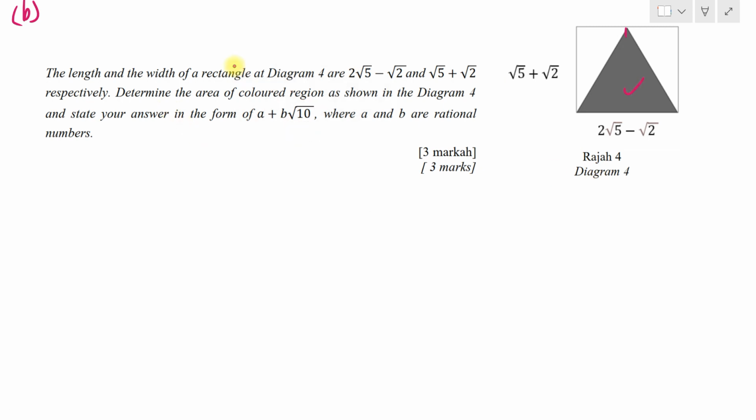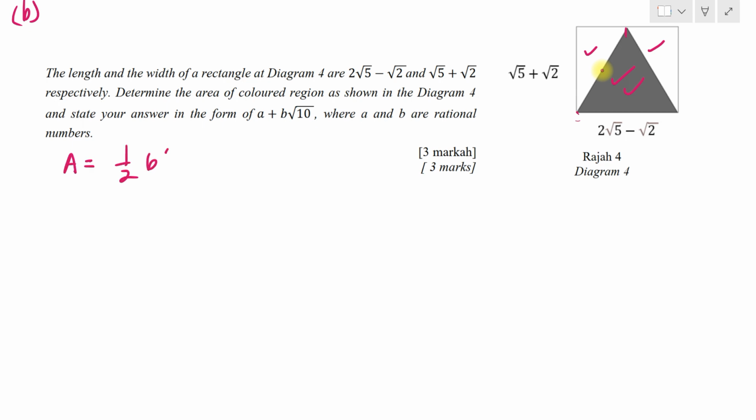So we take the whole area, rectangle area, and then determine the area of colored region. We don't know actually which part is colored region. I think the colored region, do they mean this one or this one? Because if colored region means that, we can straight away find the area of triangle, no? Okay, I try to find the area of triangle first.